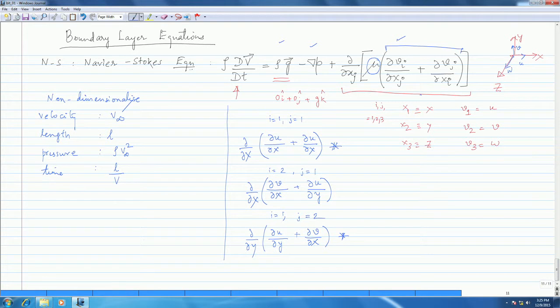So, let us go to the next page. What we are saying is that we got this, which is equal to rho g minus grad of p. If I do this, I can write this as it goes from 1 to 2 and i is 1, because we can write this first in the x direction.